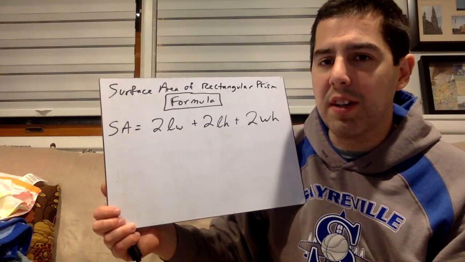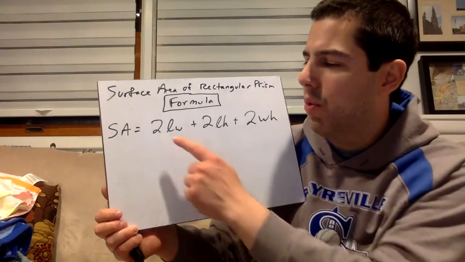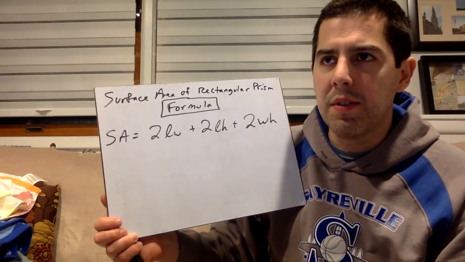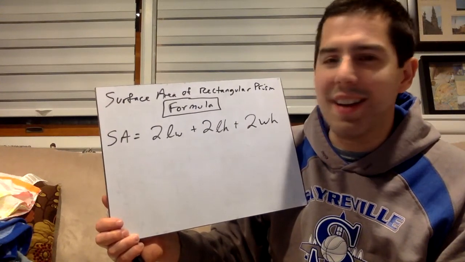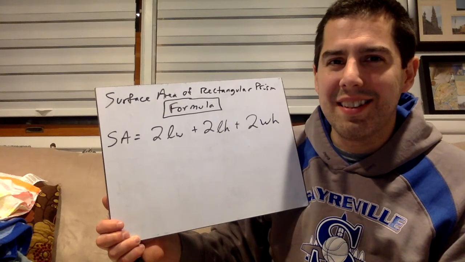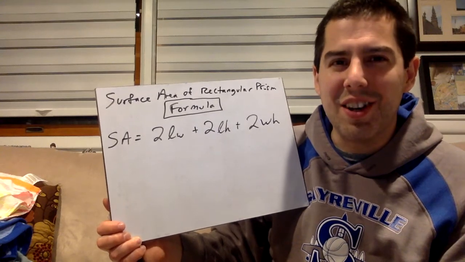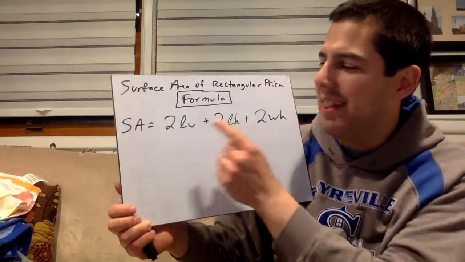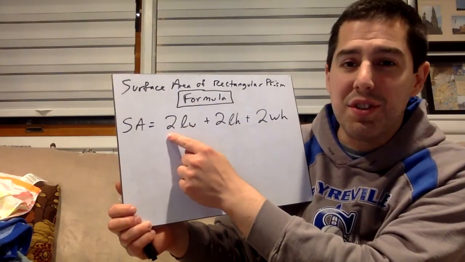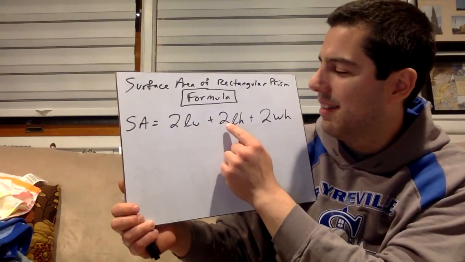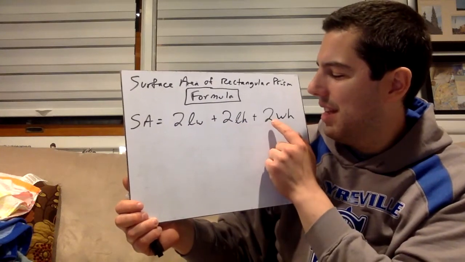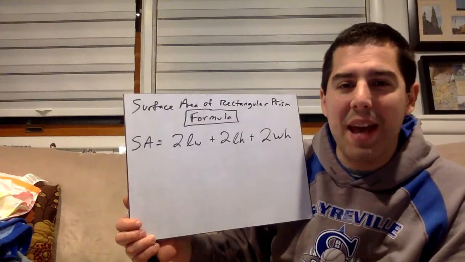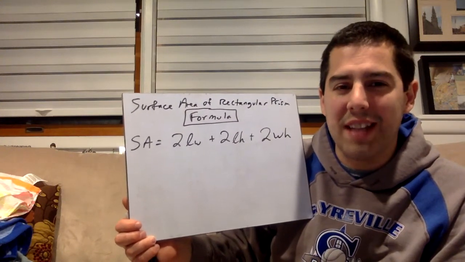Now I'll give you a clue if you haven't figured it out. What's 2 plus 2 plus 2? Have you figured it out yet? Good. Because there's 6 faces. This is the front and the back, the top and the bottom, and the 2 sides. So those are the same 6 faces that we had on the other rectangle.